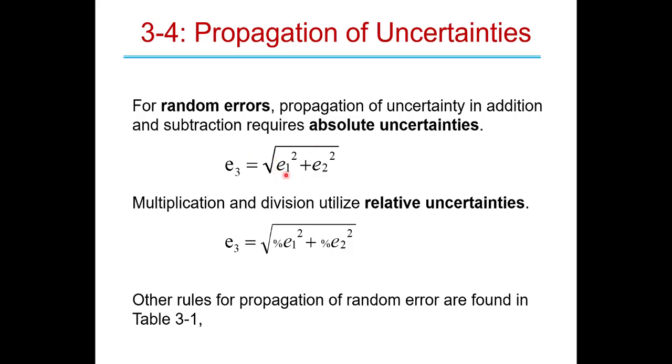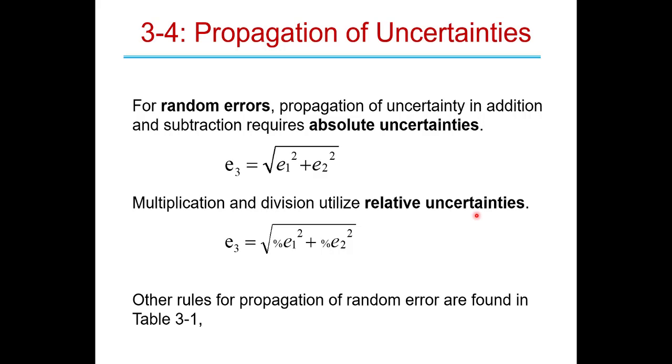So these errors right here, we call those absolute uncertainties. And in the next slide, I'll talk a little bit more about specifically what those are. So with multiplication and division, we use a different formula, which uses something called the relative uncertainty. And this formula actually uses the percent relative uncertainty.